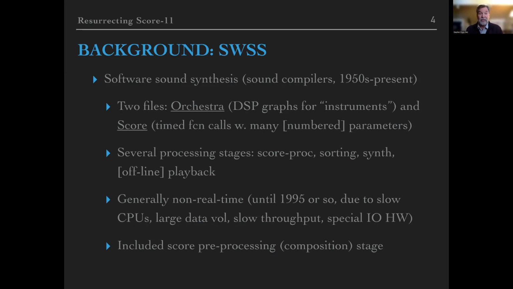And then in the old days, the synthesis took much more than real time. So it might take hours to compute a couple seconds of music. And so then the playback was sometimes offline. But what I want to talk about here is this first stage of score pre-processing. So that even going back to the 50s, you've got some process that runs before even the score sorting process, where you can write, and again, in the initial languages, you wrote Fortran functions to manipulate the score or to do some sort of algorithmic composition.